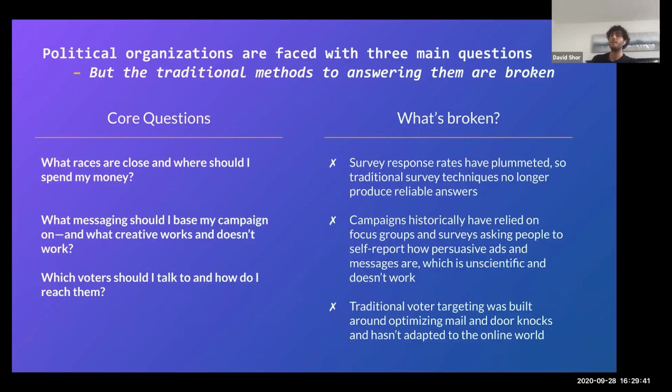And our basic thesis coming out of 2016 was that the key ways that people answered these questions were all kind of broken. Survey response rates have got so low. Surveys clearly didn't work very well anymore, at least using traditional methods. Campaigns would decide what ads and messages to use based on talking to 6 random people, or focus groups, or just whatever fundraised the best, which is the worst thing. And then campaign targeting was built around mail and door knocks, not in a digital world.